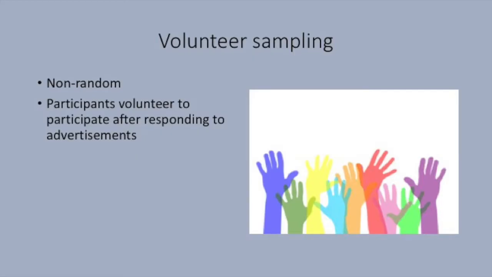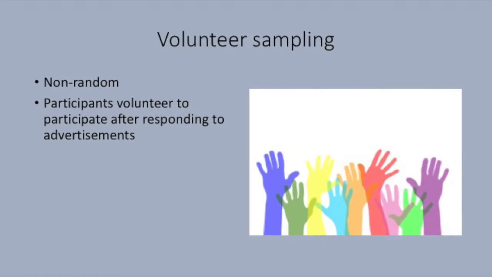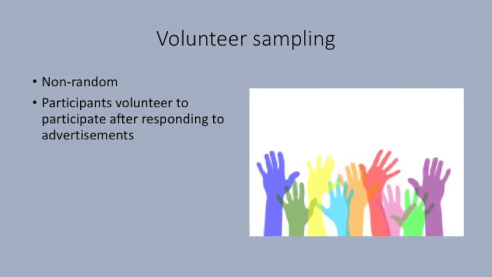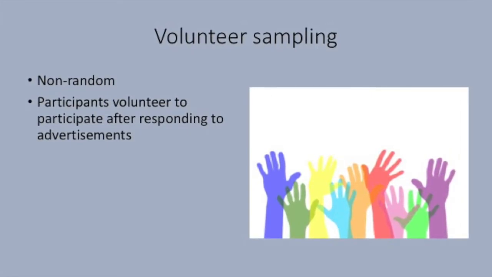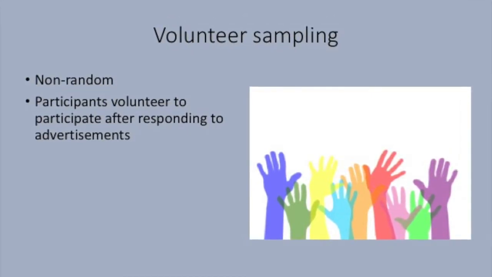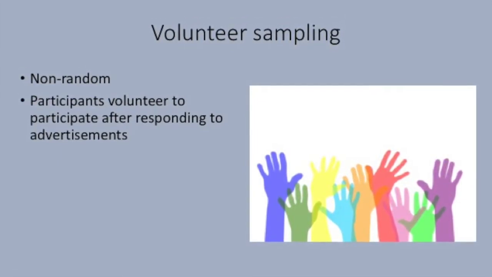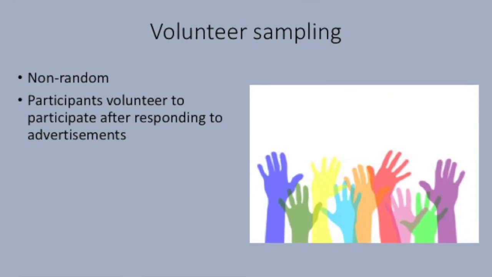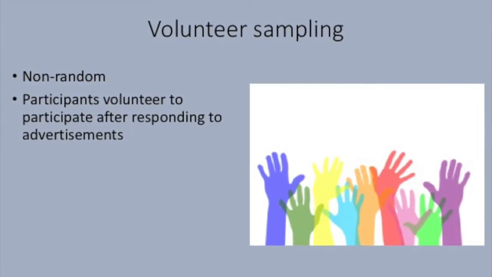Volunteer sampling is also a common non-random sampling technique. The difference between volunteer sampling and convenience sampling is that participants volunteer to participate after hearing about the study through word of mouth or advertisements. The technique is non-random because you will only get participants that are motivated to participate, either due to their interest in psychology or because of the financial compensation.